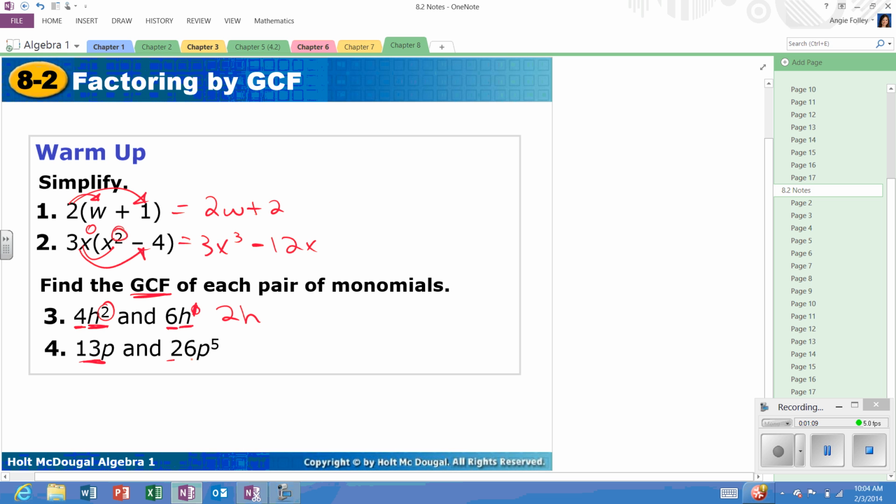On this next one, 13 and 26, the biggest number that goes into both of them is 13. 13 goes into 13 one time, and 13 goes into 26 two times. And then what goes into the most variables, we can only do one p into it. Okay?